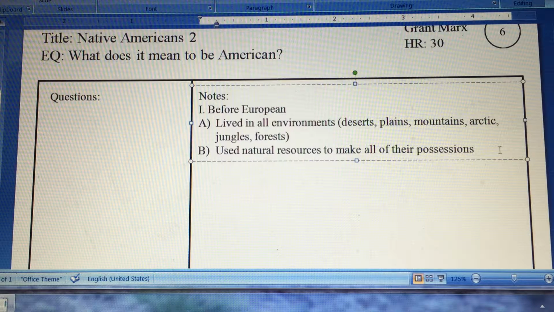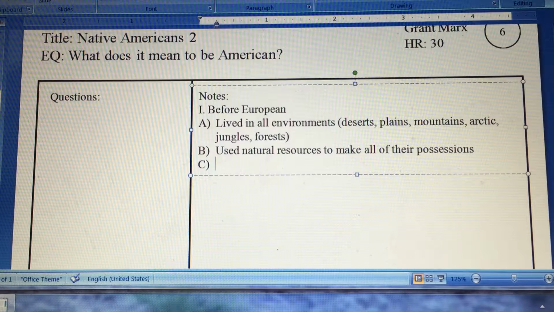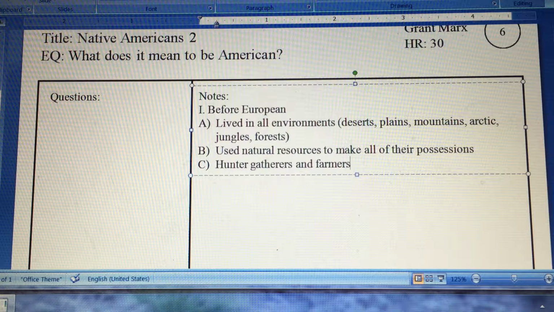So is it certain plants that can be used to make clothing? Is it trees that you can then use to build houses? Those are all examples. C. Hunter-gatherers and farmers. When we talk about Native Americans, they were both. Some just hunted and gathered, others developed agriculture and had big towns that arose up.